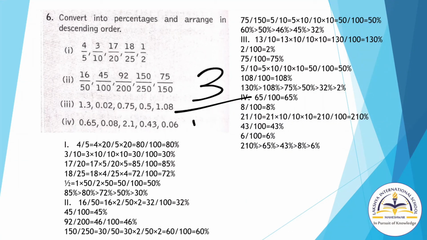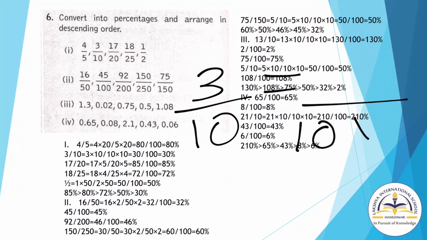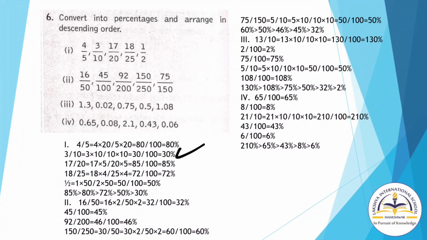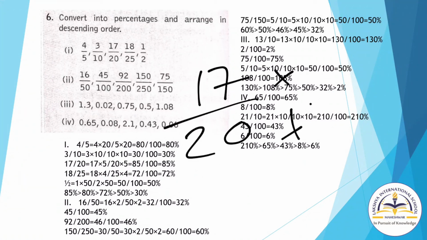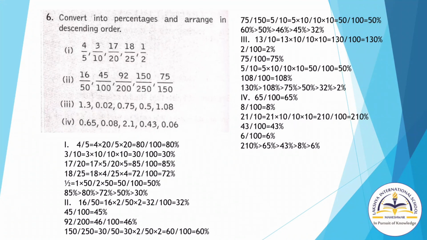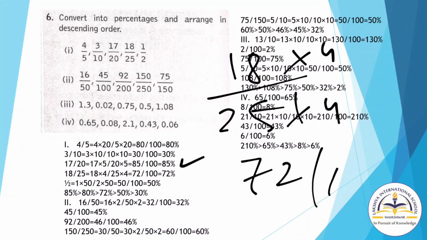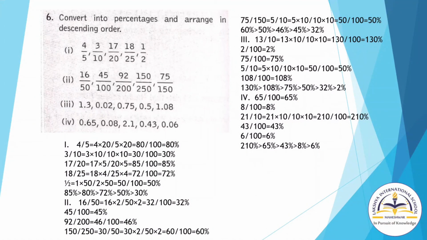Now we will solve for 3 by 10. We will multiply by 10 to make the denominator 100, numerator also we will multiply by 10, that means 30 by 100, so the next one is 30%. Now 17 by 20, we will multiply by 5, numerator and denominator both, it means 85 by 100, that means 85%. Now next one is 18 by 25, we will multiply by 4, numerator and denominator both, so you will get 72 by 100, it means 72%.